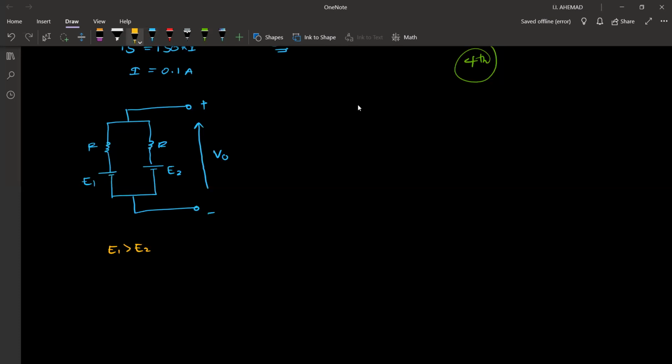You have to find the current in this circuit. You have to find the current. So, what is the current? What is the direction of current? Clockwise or anti-clockwise? The sense, is it clockwise or in the anti-clockwise sense? Clockwise.